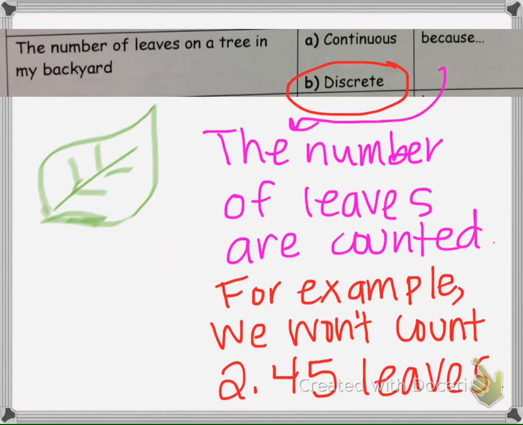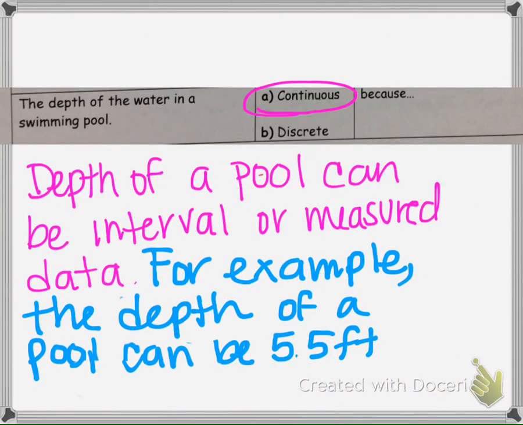Okay, the number of leaves on a tree in my backyard. I'm going to count that. So that is why it's discrete, because I'm counting how many leaves are on my tree. I'm not going to count little itty bitty pieces as, oh, that's 1.22 of a leaf. I'm going to count how many leaves are on my tree. So that is why this is going to be discrete. We don't want to include what's in between 1 and 2 leaves. We're just going to say that's 1 leaf, that's 2 leaves, and so on.